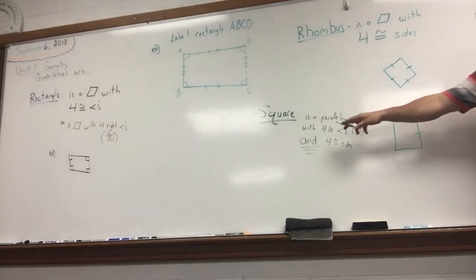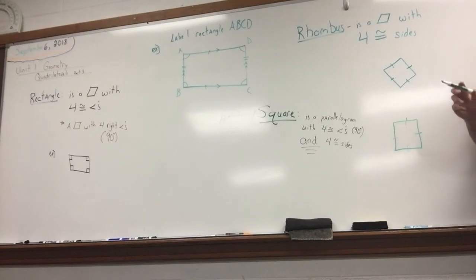Okay, so let's go back here. 4 congruent angles, which have to be 90 degrees, and 4 congruent sides. Do we know anything about this picture about the angles? Does it show that? Right now, the best idea of what we have here is a rhombus. Why? Because the four sides are congruent. What would I have to do to make it a square?